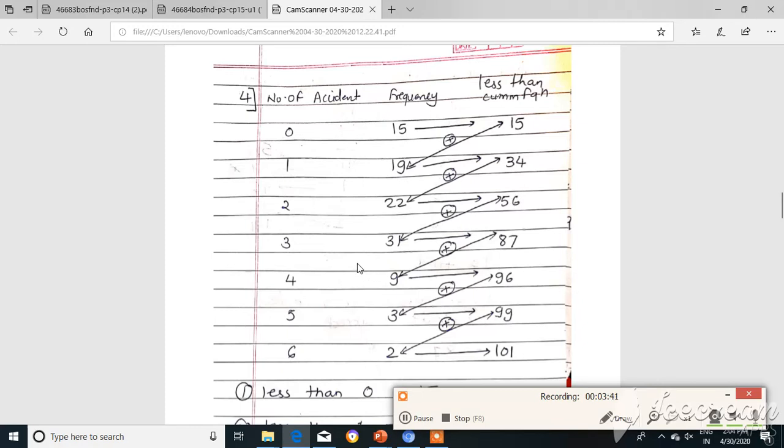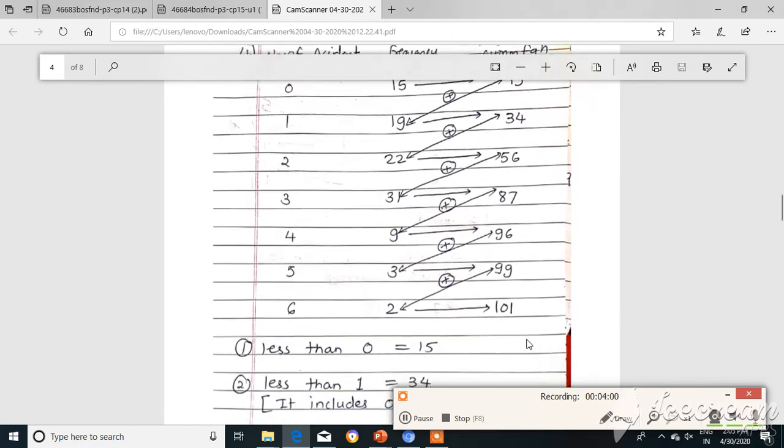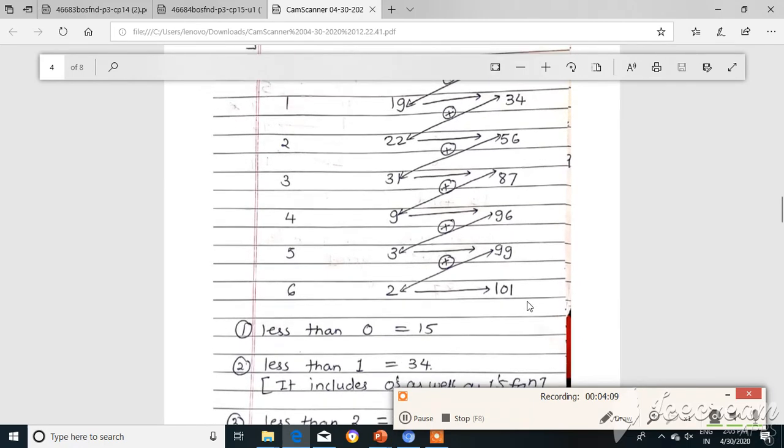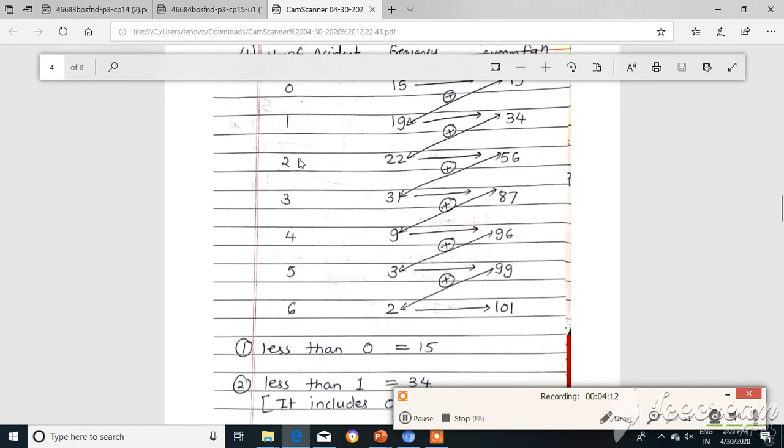Similarly you will do like this. So here it is 31 plus 56, which gives me 87. Then 87 plus 9 gives me 96, 96 plus 3 gives me 99, and 99 plus 2 gives me 101. So all these are cumulative frequencies, right? Here, less than 0's frequency is 15. Less than 1 is nothing but 34, right? Less than 2 will be 56, less than 3 will be 87.